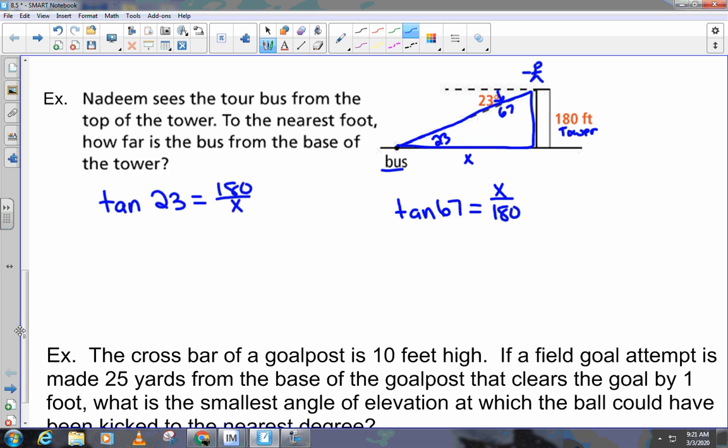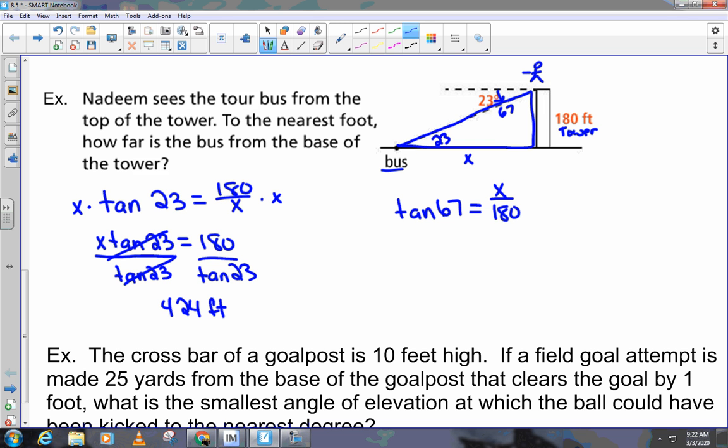But if I was going to use this one, I would have to get the variable out of the denominator, multiply both sides by x, and I have x tangent of 23 equals 180, and then what do I do to solve it? Divide by the tangent of 23. Okay? So in my calculator, I'm going to do 180 divided by the tangent of 23, and I end up with 424 to the nearest foot, so that would be 424 feet. So the bus is 424 feet from the base of the tower.